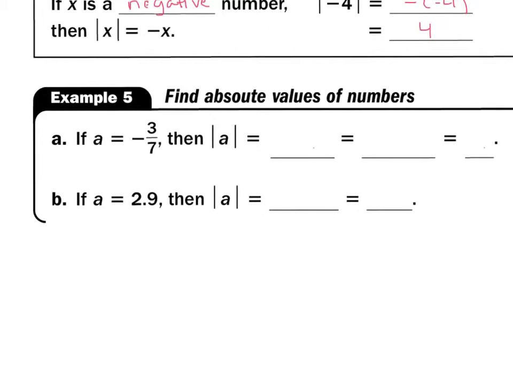In example 5, we're going to find the absolute value of some numbers. So a is negative 3/7. We're going to start by putting this into absolute value notation. Should be a straight line. So that would be the opposite of negative 3/7, which is a positive 3/7. And in B, the a is 2.9. The absolute value of a would be the absolute value of 2.9, which is simply 2.9.